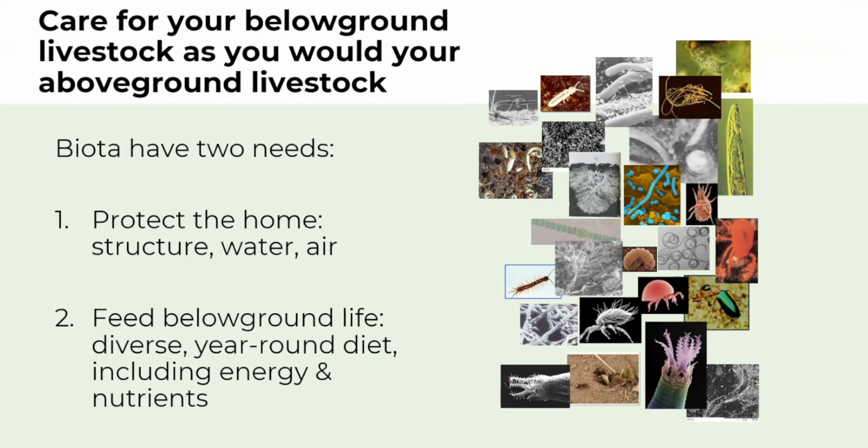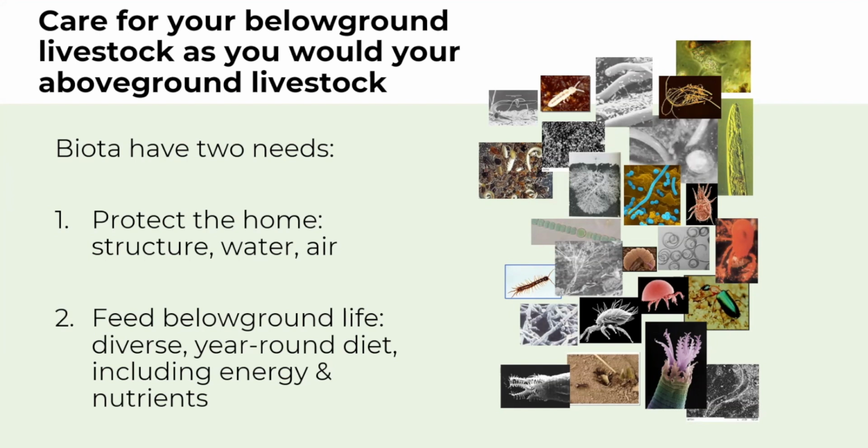Because every farmer, and you, if you have any garden, if you have a pot in your living room with a plant in it, arguably we can say all of us produce livestock, and those livestock are below ground. And those biota have two needs. They need a home that is protected, that has structure, that has water, that has air, that has nutrients, that has the energy that they need to take in. And we need to feed that below ground life, right? They have to have their protected home, and they need to have the food, the energy that they need accessible in that home. And they need a diverse year-round diet.